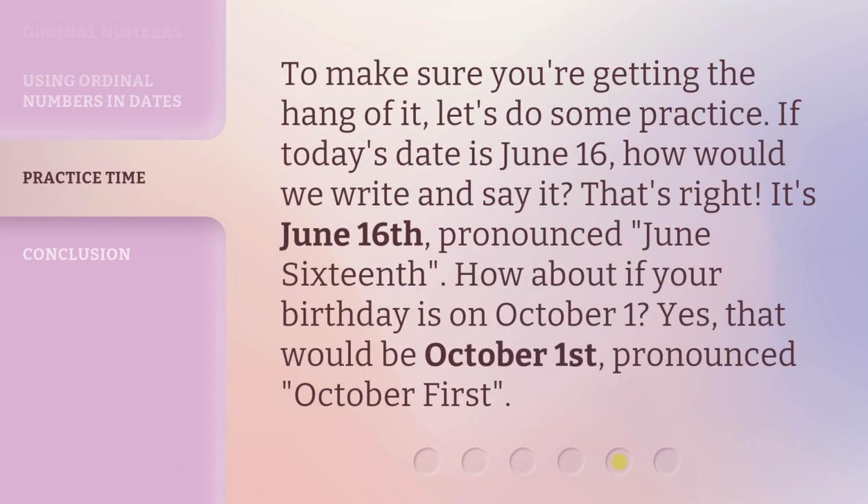To make sure you're getting the hang of it, let's do some practice. If today's date is June 16th, how would we write and say it? That's right, it's June 16th, pronounced June sixteenth. How about if your birthday is on October 1st? Yes, that would be October 1st, pronounced October first.